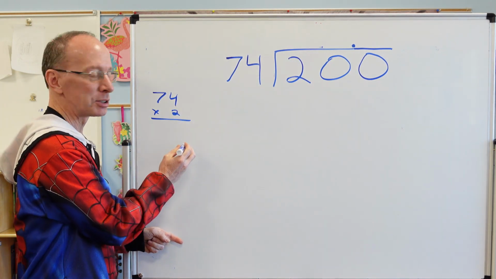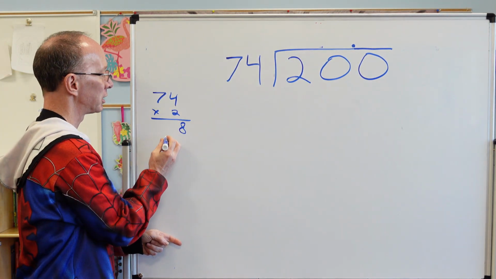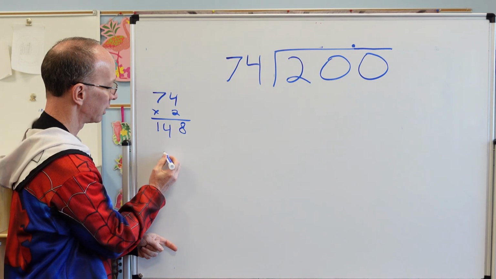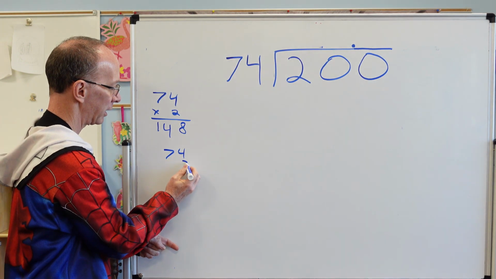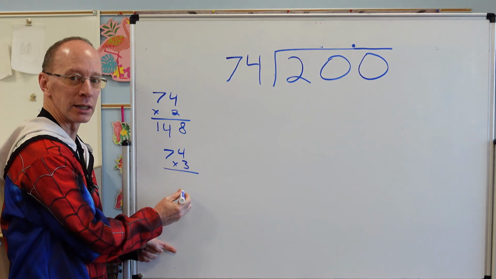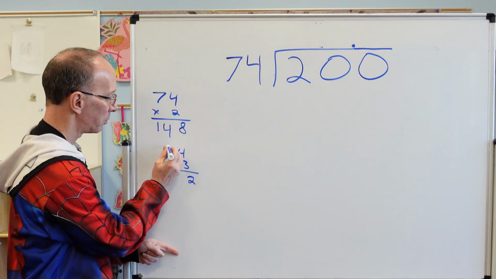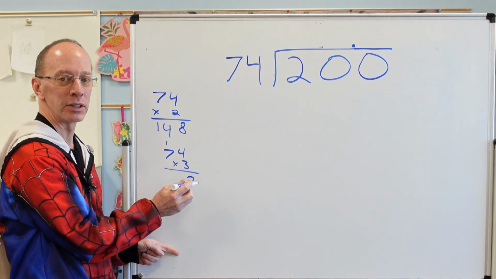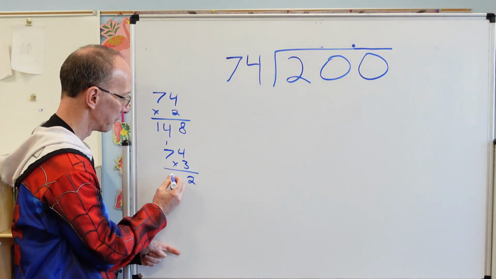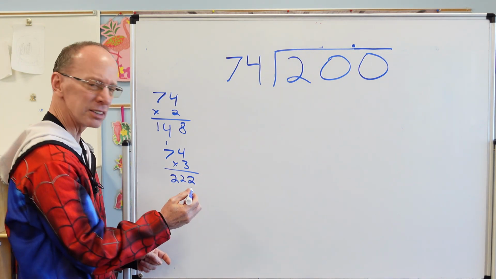4 times 2, 8, and 2 times 7, 14. Let's do another one, 74 and 3. So 4 times 3, 12. Carry the 1 up there. 7 times 3, 21, plus the 1, 22. All right, let's do one more.